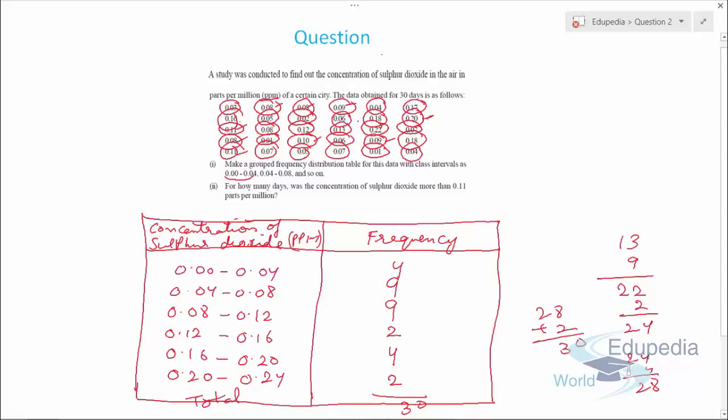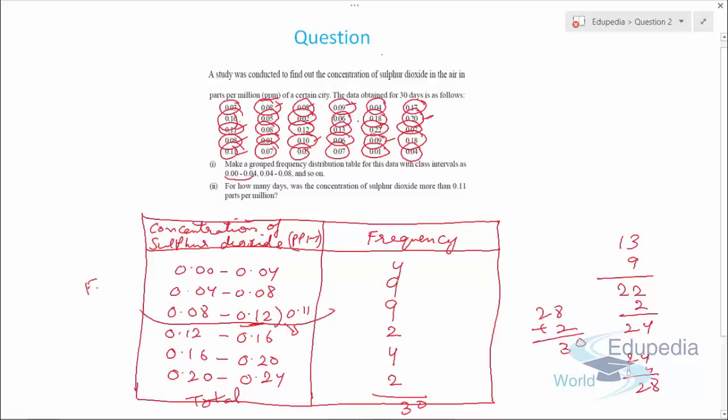So the second part says that for how many days was the concentration of sulfur dioxide more than 0.11 parts per million? Means it should be more than 0.11, right? So over here, till this range, we can include 0.11. So it should be more than this.